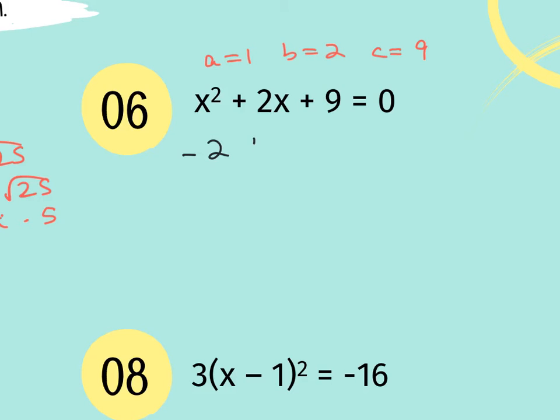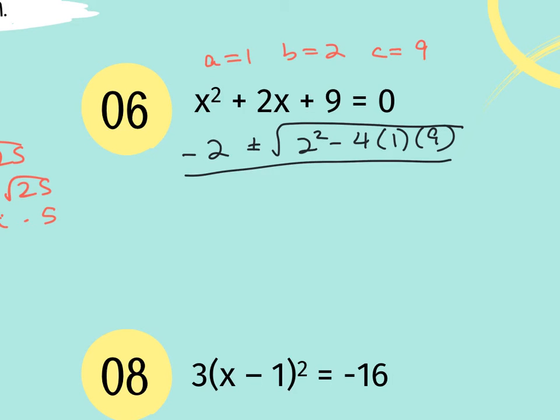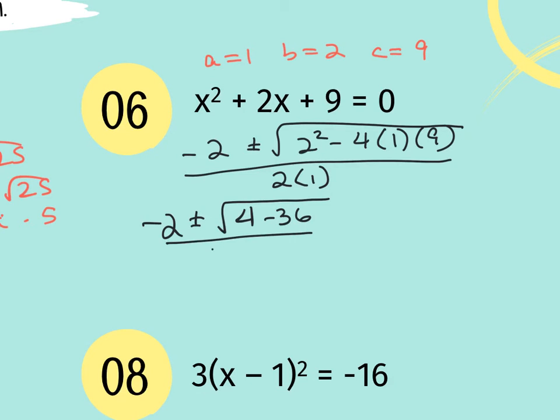Negative b plus or minus the square root of b squared minus 4 times a times c, divided by 2 times a. Negative 2 plus or minus the square root of 2 squared, which is 4. And then negative 4 times 1 times 9 is negative 36. 2 times 1 is 2. I'm going to subtract what's under the radical, and I get negative 32.